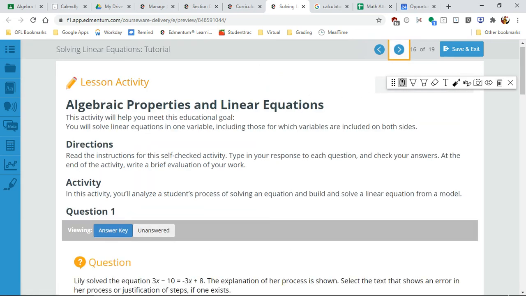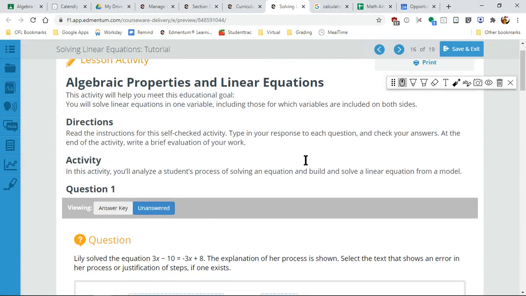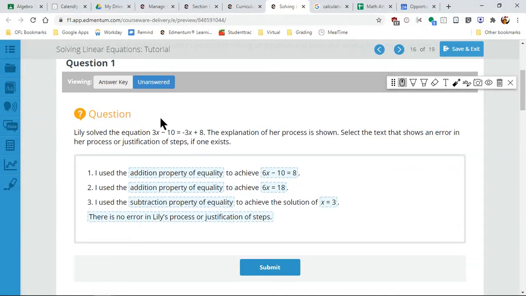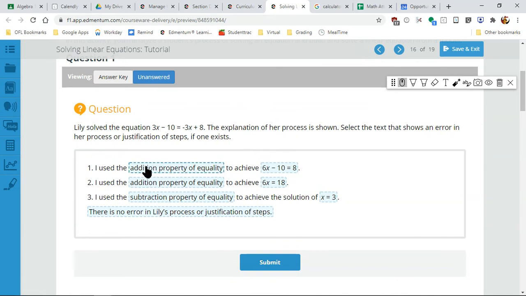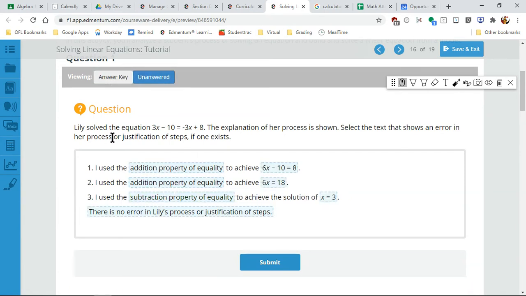So now we're going to get into the activity. Let me unanswer it. First things first, what are we going to do to get this done? How do they want us to do this? Are they just saying which Lily solved the problem, the explanation or process? Select the text that has an error. Oh, okay. So we're supposed to find the error. Well, we already know it's this one, but let's get into it.